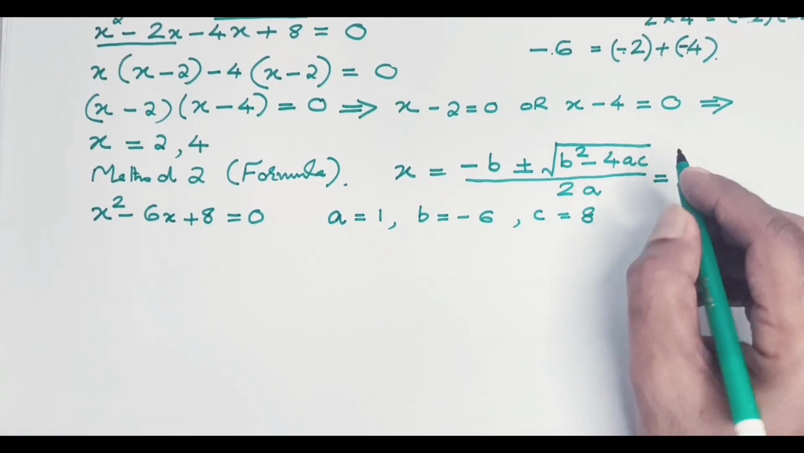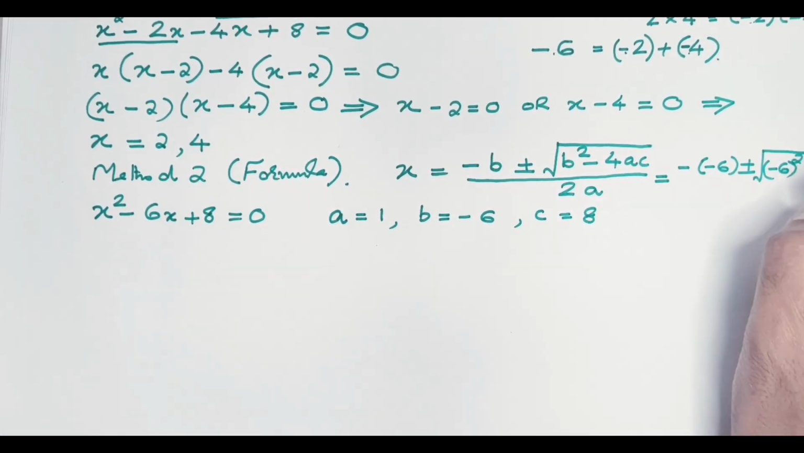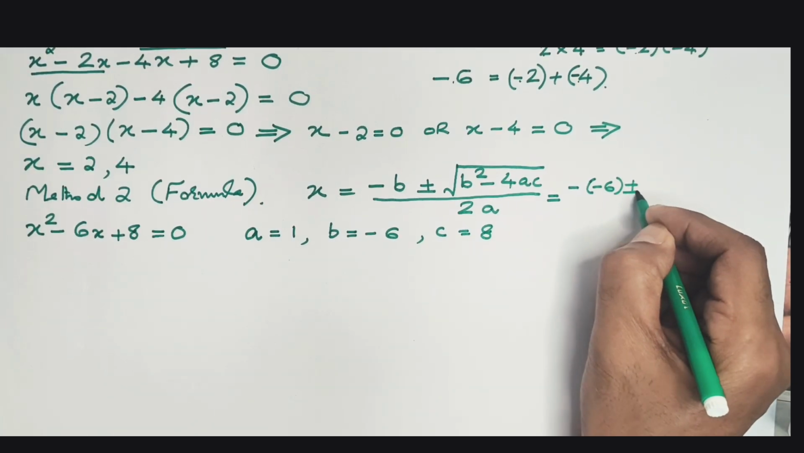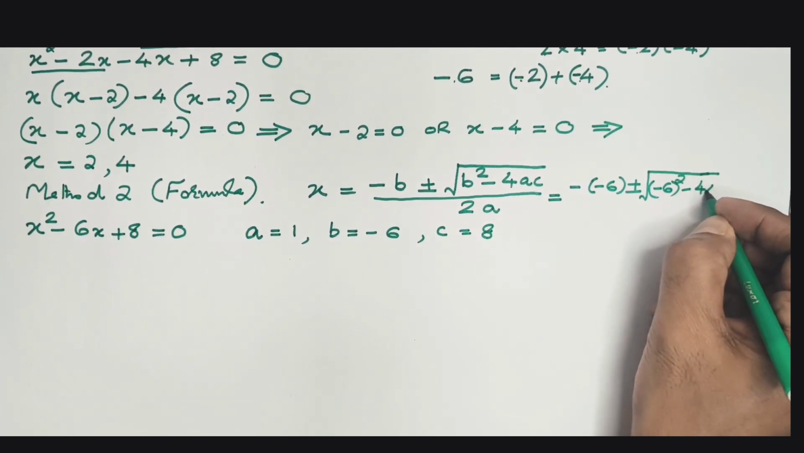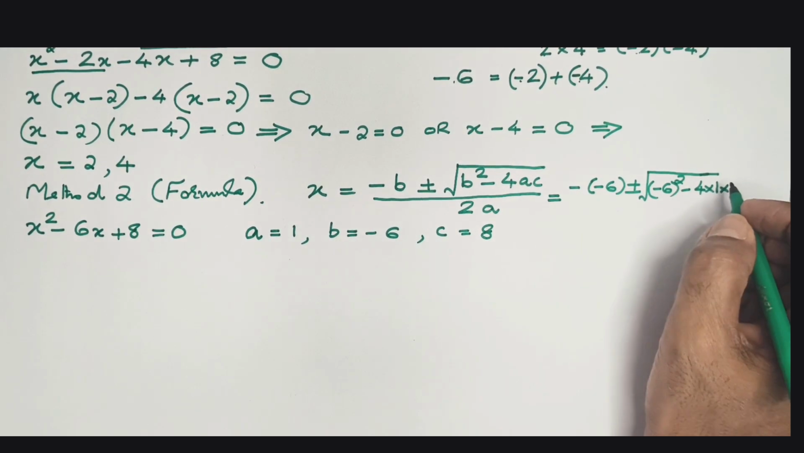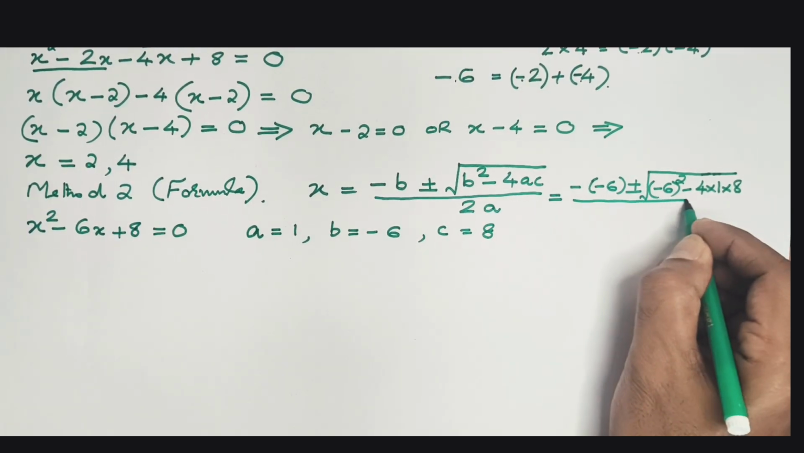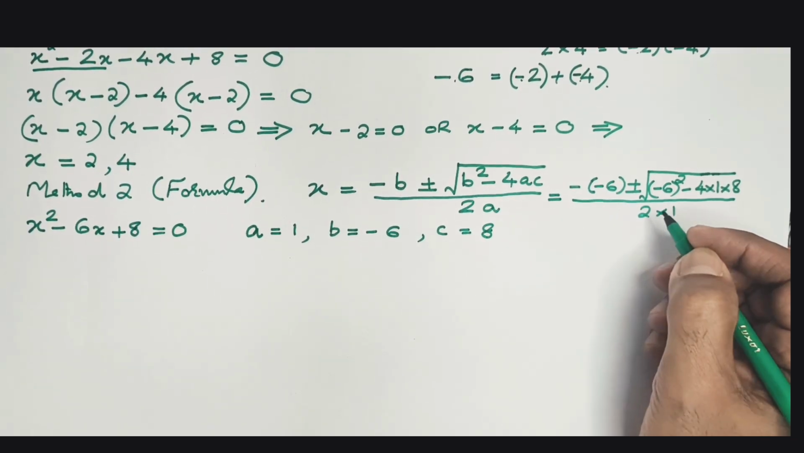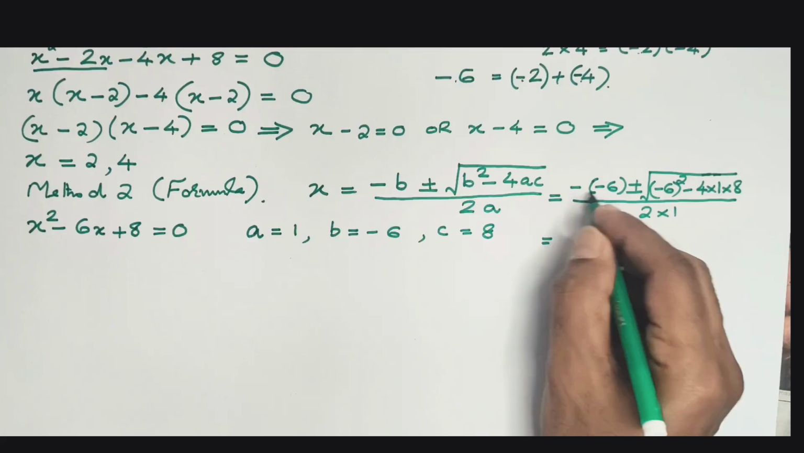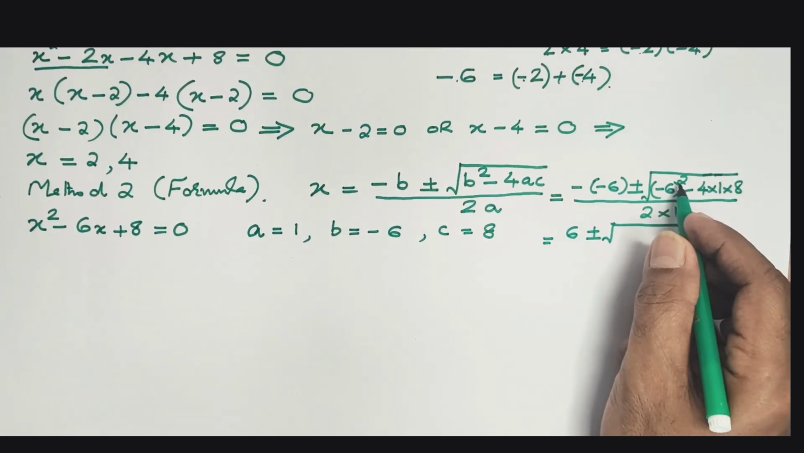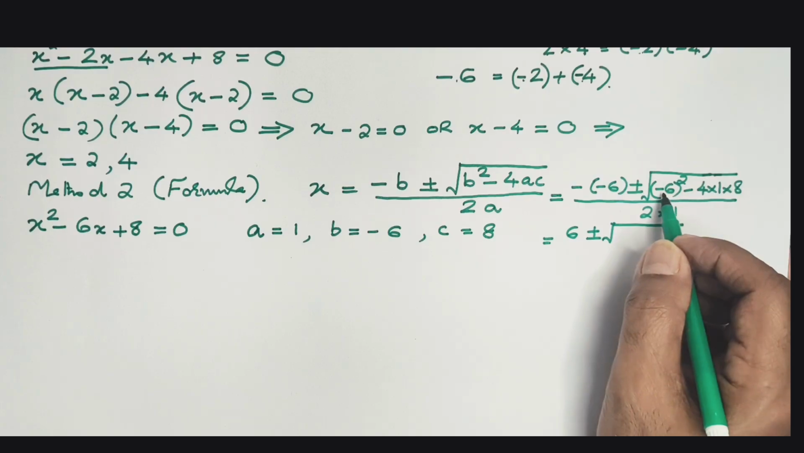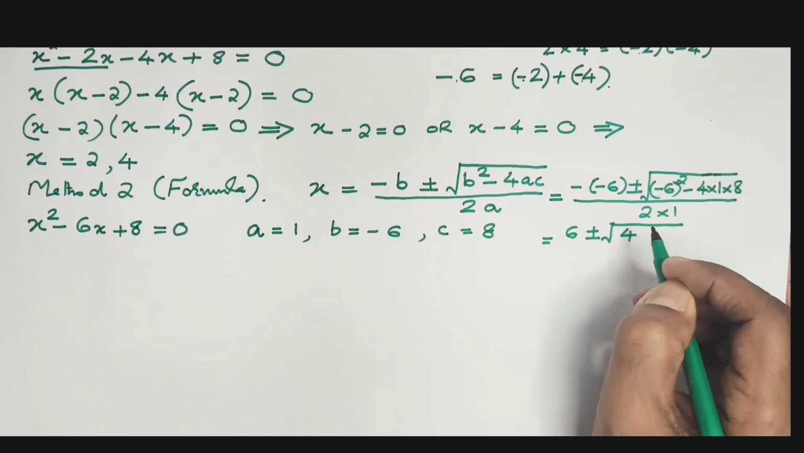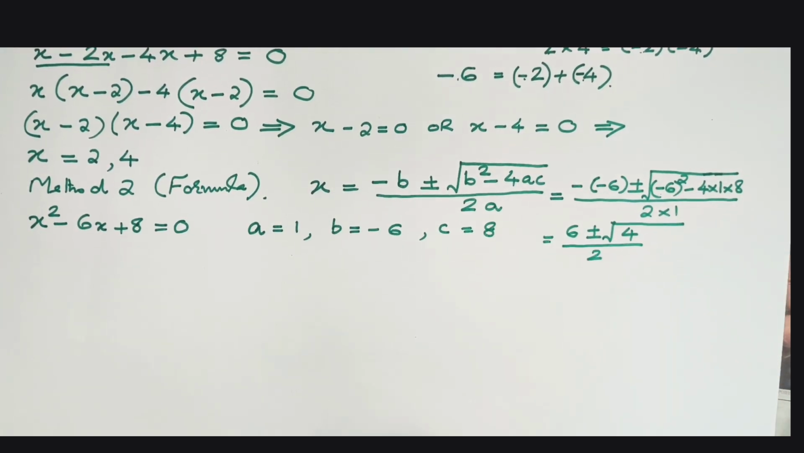See, minus b, minus of minus 6, plus or minus the square root of minus 6 squared minus 4, a is what? 1. c is what? 8. The whole divided by 2 multiplied by 1. And this equals minus minus plus. Minus 6 squared is 36. This on simplifying, 4 times 8 is 32. So 36 minus 32, 4.